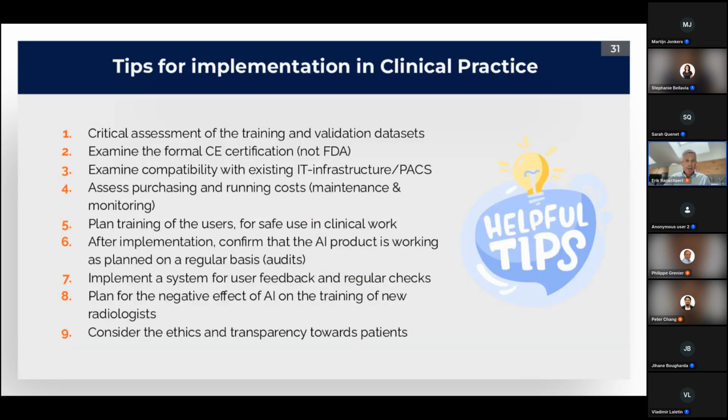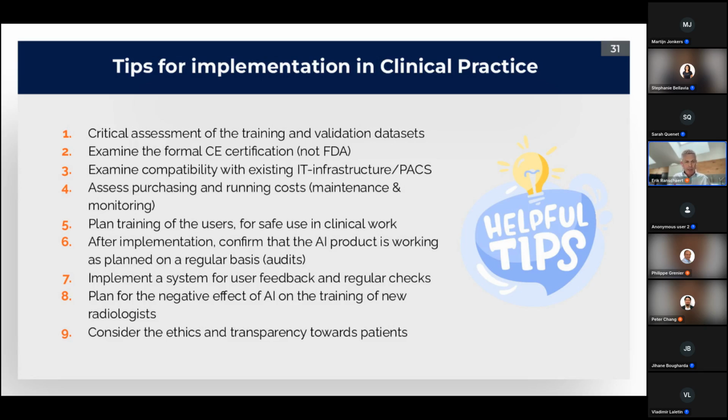Next slide. So, some tips for implementing AI in clinical practice. First of all, you have to do a critical assessment of the training and validation datasets that were used for each model. You should examine, of course, the formal CE certification. That's the case for Europe. Examine the compatibility with the existing IT infrastructure in your hospital. How will this integrate? Is this feasible? Can we implement this in a seamless way?